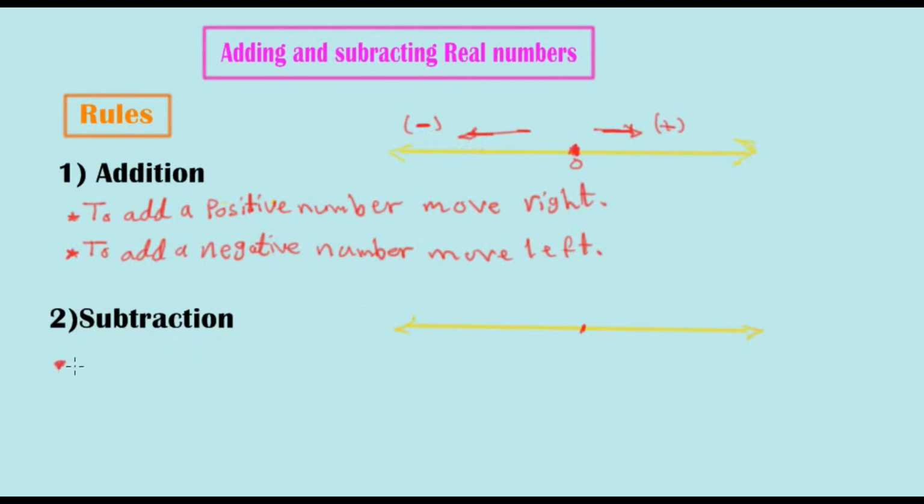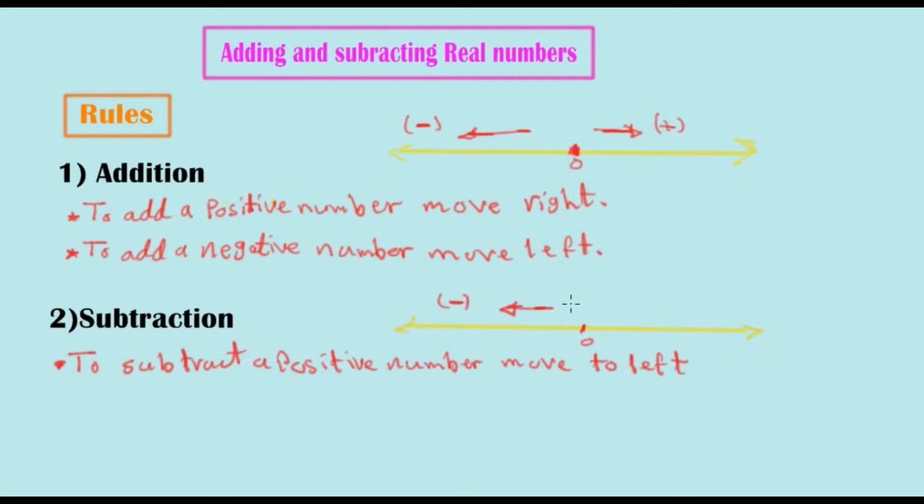The first one tells us if you want to subtract a positive number, move to the left. You just need to go to the left area, and here we have 0. If I go in the left direction, that means we are going to the negative area.